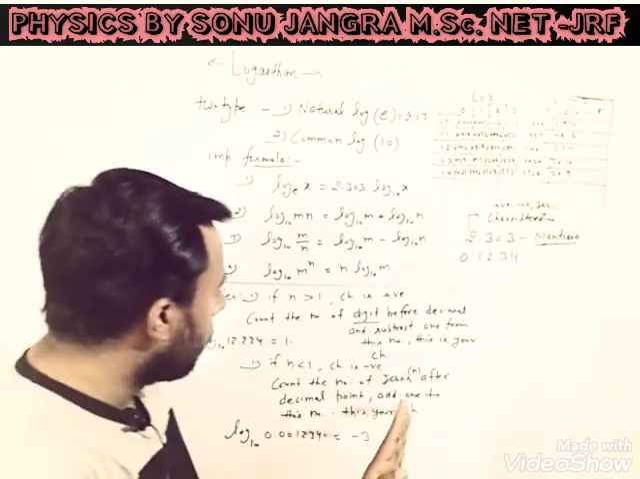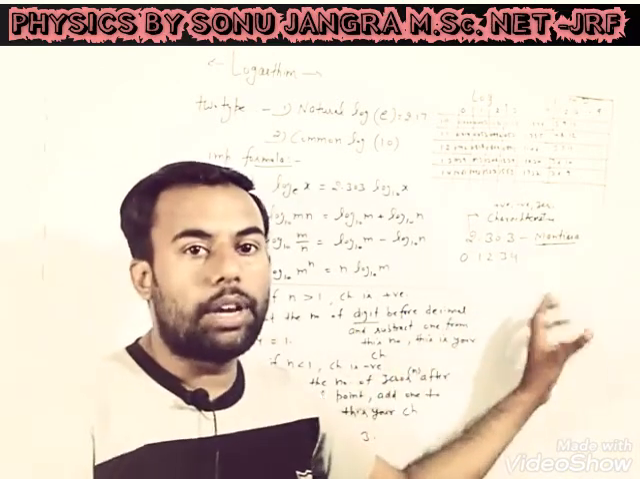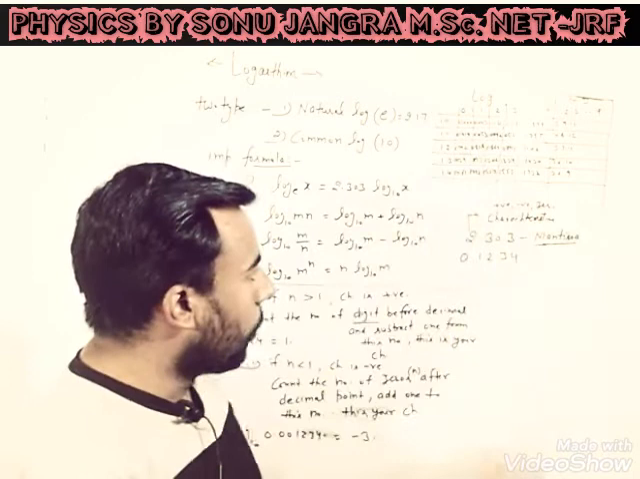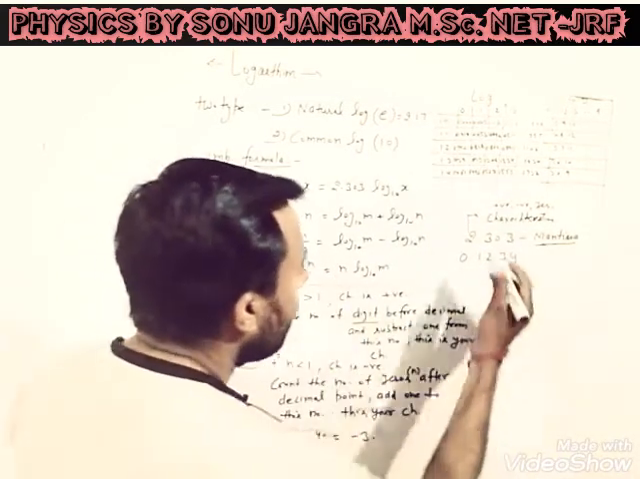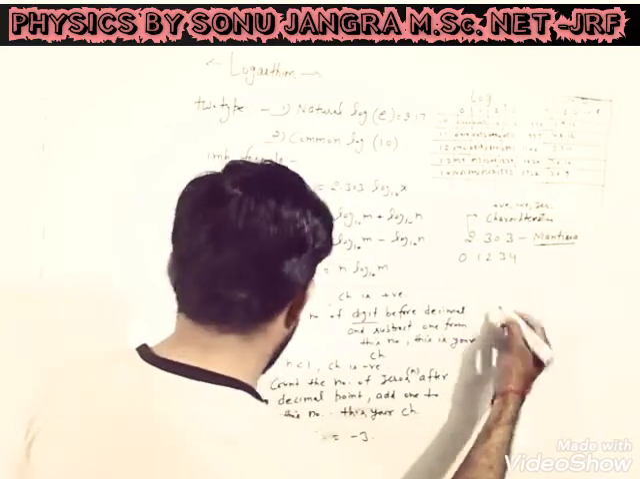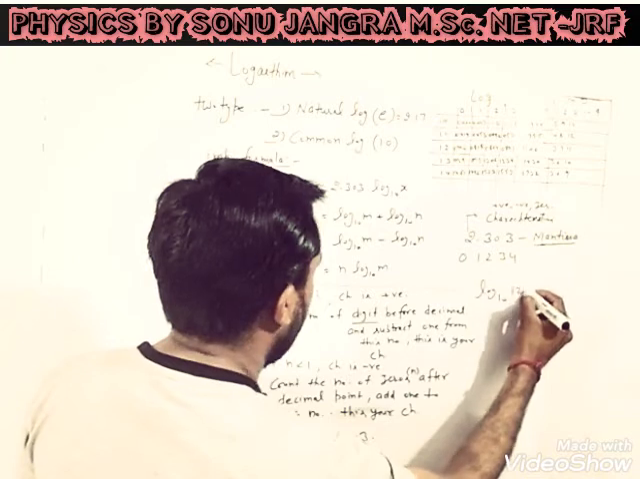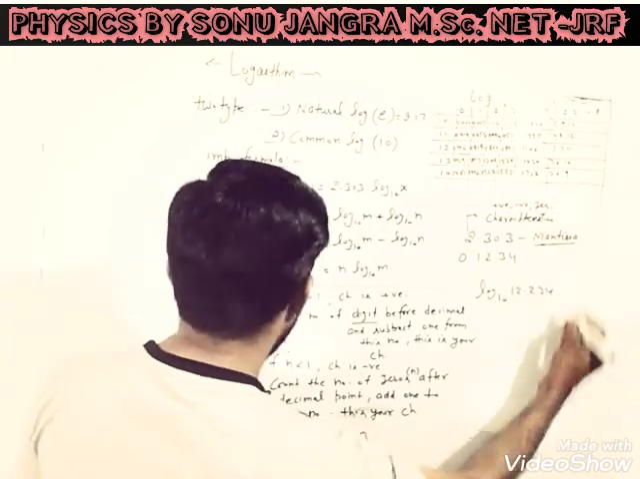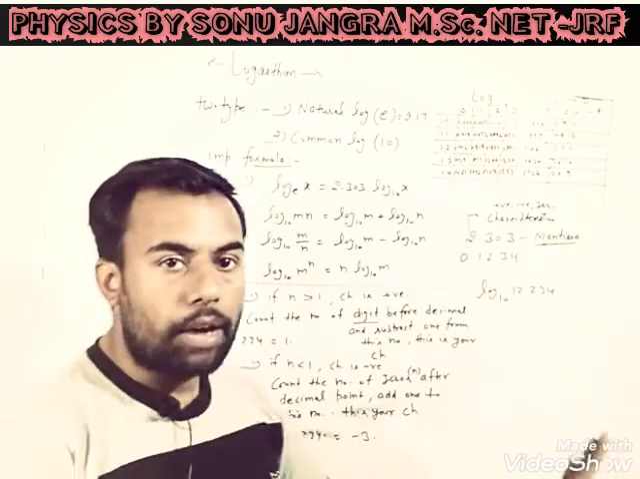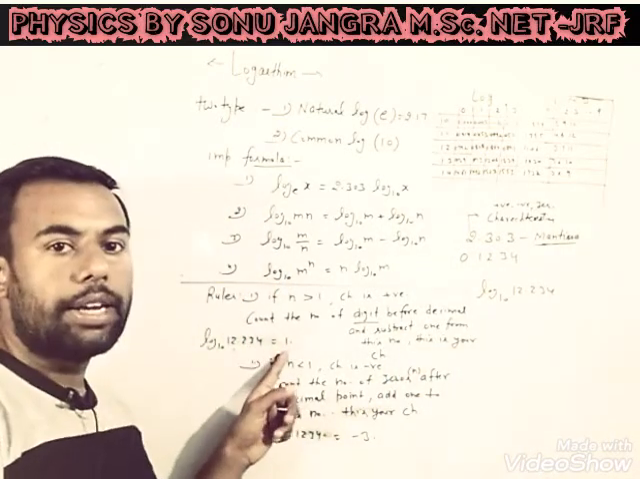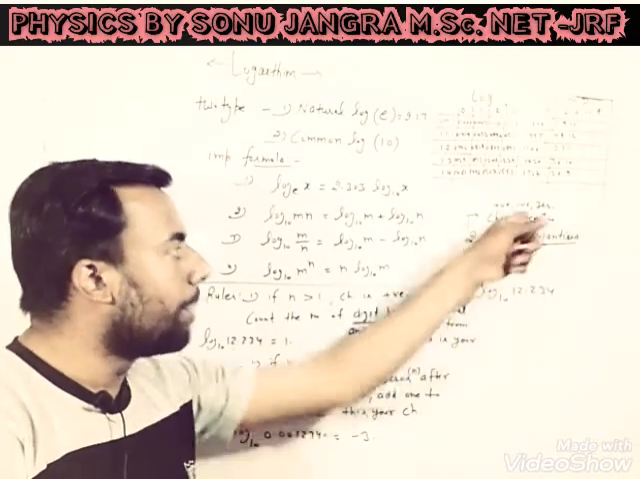So now we are going to find the value of the mantissa part. For the mantissa part we require the log table. In the log table, whether the value is greater than 1 or less than 1 makes no difference. We take the same example, log of 12.234. The characteristic part is already discussed, and the mantissa part is what is written after the decimal point.